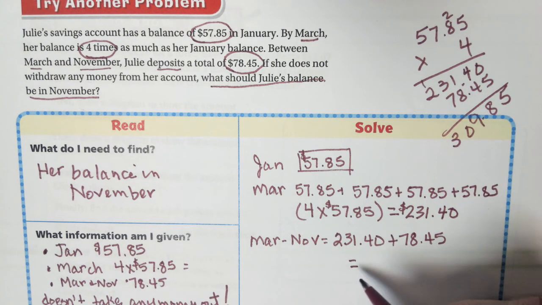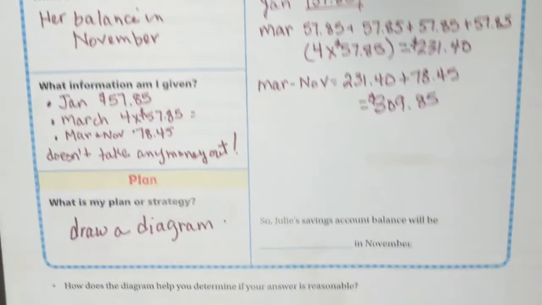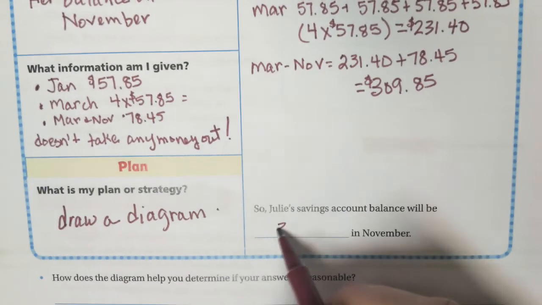Okay, what did you get, Heidi? $309.85. Good job. So, at the end of November, Julie's going to have $309.85 in her account.